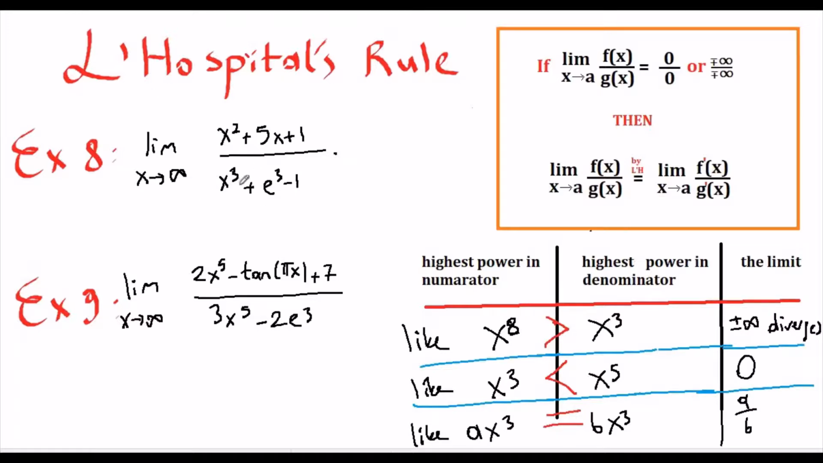So in our example 8, we have highest power x squared in the numerator and the highest power x to the third in the denominator. Since the highest power in the numerator is less than the highest power in the denominator, this limit approaches zero. Let's check the next example. The highest power here is 2x to the fifth. We don't care about the rest, they are not important. And the highest power in the denominator is 3x to the fifth, and the rest is not important. Since the highest powers are equal, we just take the ratio of the coefficients, so this limit is 2/3.